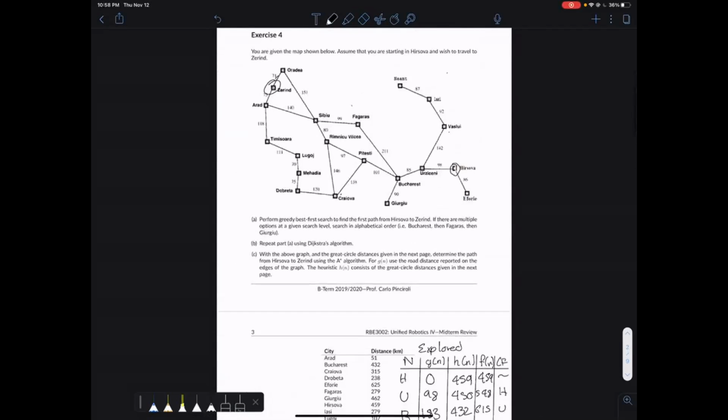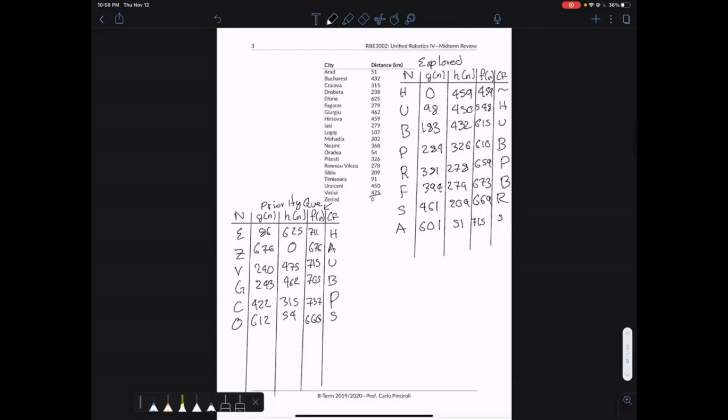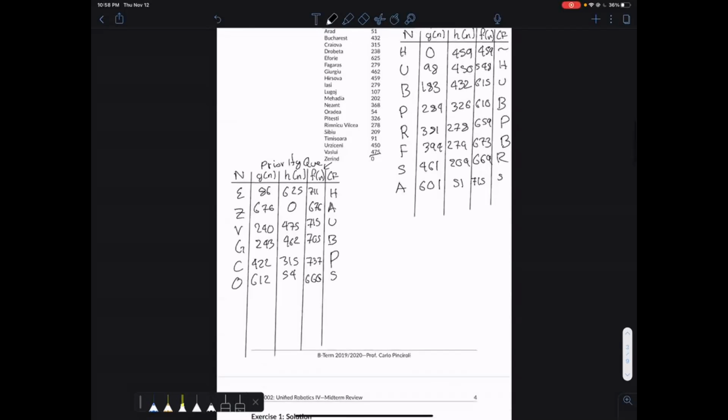Fortunately, we're not done just because we added to the list. We need to keep running the algorithm as is. And in this case, we're going to notice that node O is the next one to get popped. So we're going to put O into our list. O came from S, and its cost is 666.